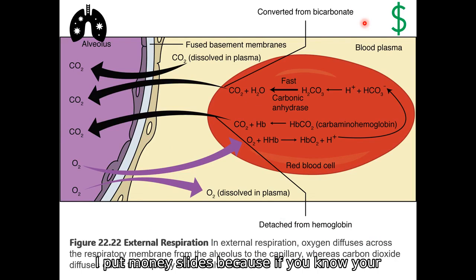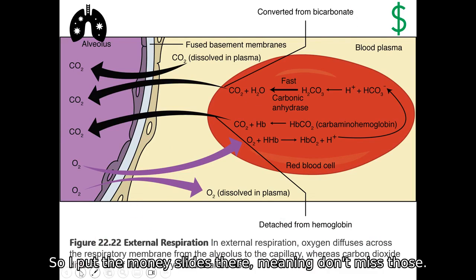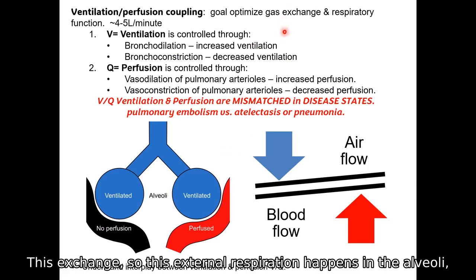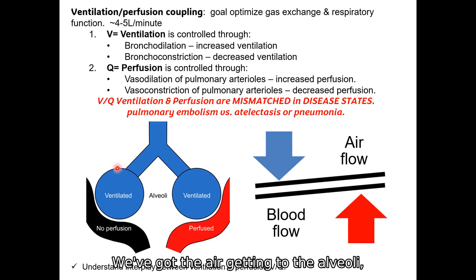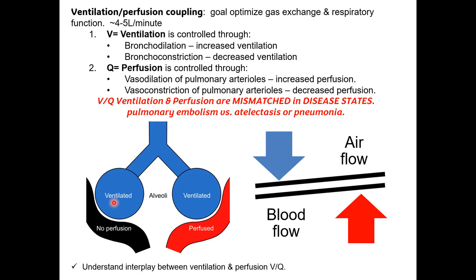I put money slides because if you know your different respiratory events, that means you kind of understood the respiratory system. So I put the money slides there, meaning don't miss those. This exchange, so this external respiration, happens in the alveoli, and there's two parts to this, right? We've got the air getting to the alveoli, so that's called ventilation, right, breathing. And then we have perfusion. What was perfusion? Anyone remember?